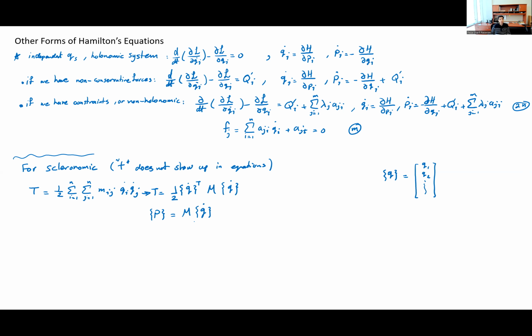And from here, if you need to find q dots, because later you want to write the kinetic energy or other Hamilton's quantities in terms of p's and q's, you have to find q dots in terms of p's. So what you can do is multiply both sides by the inverse of M. So q dot becomes M inverse, the inverse of the mass matrix, times p.